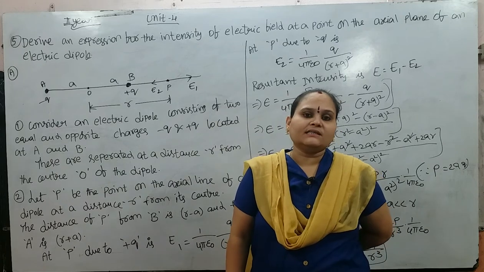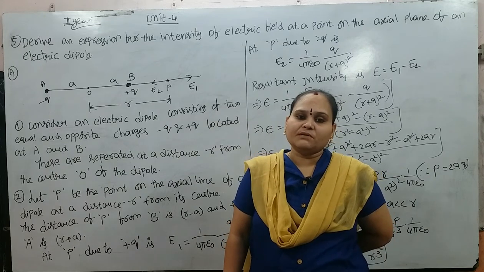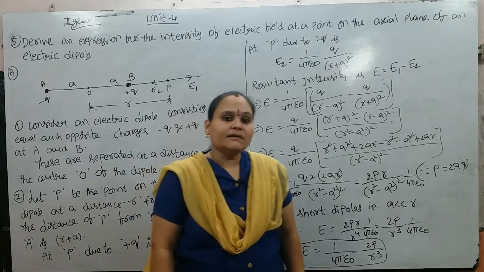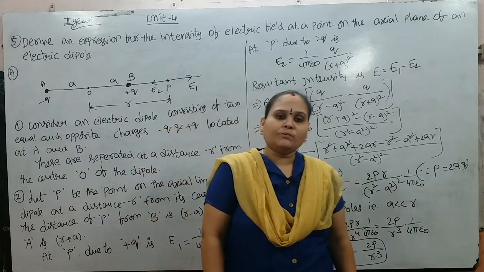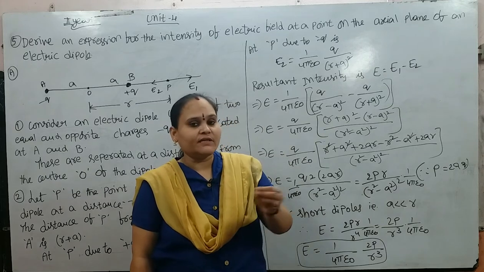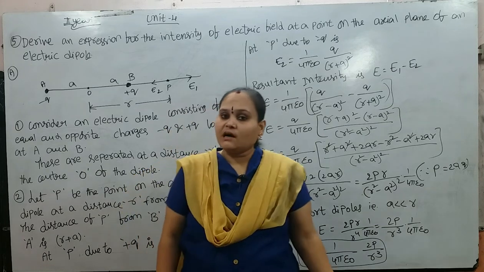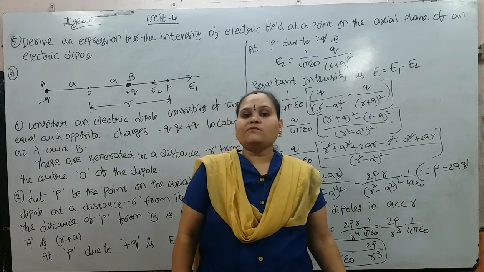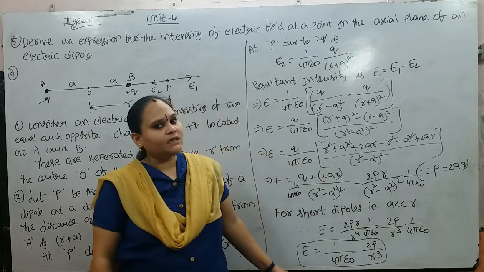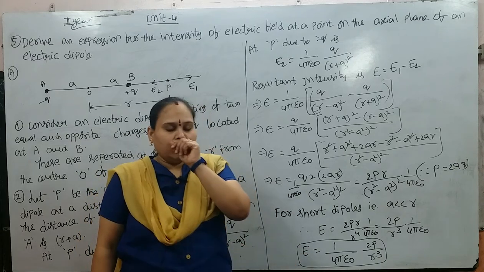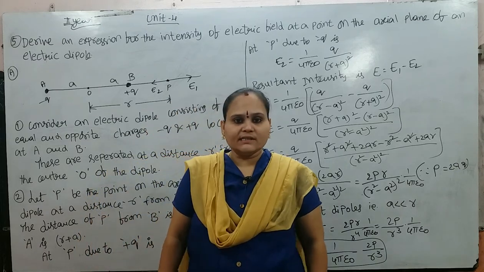The resultant is E equal to E1 minus E2. On further simplification, we get E equal to 2pr by r square minus a square whole square into 1 by 4 pi epsilon naught. But here we are considering very short dipoles. Taking a very small compared to r, we get E equal to 2p by 4 pi epsilon naught r cube. This is the resultant intensity.